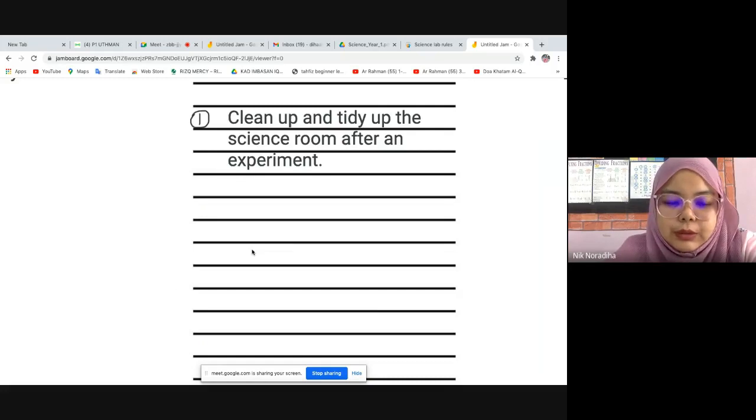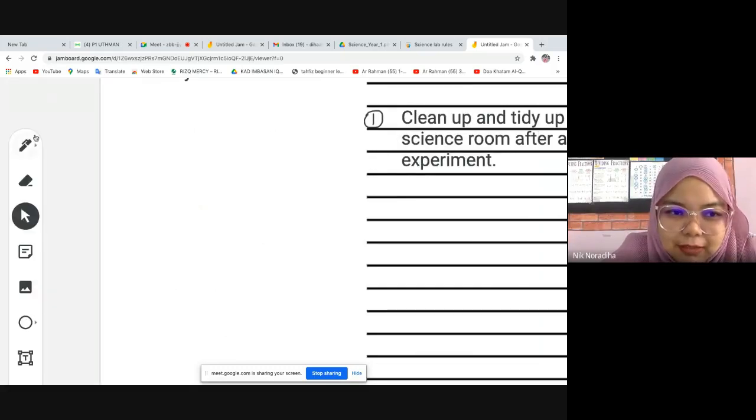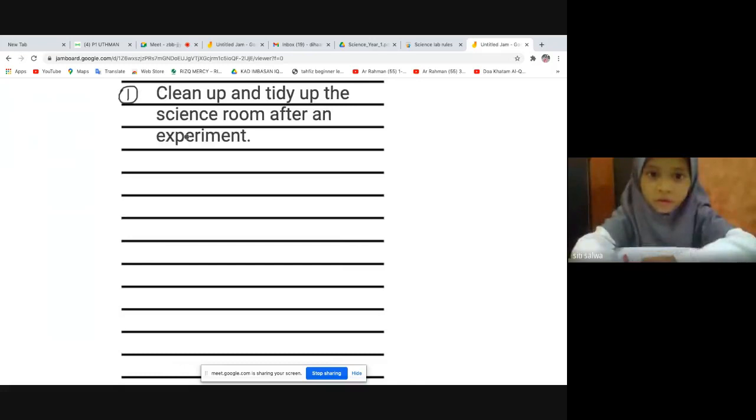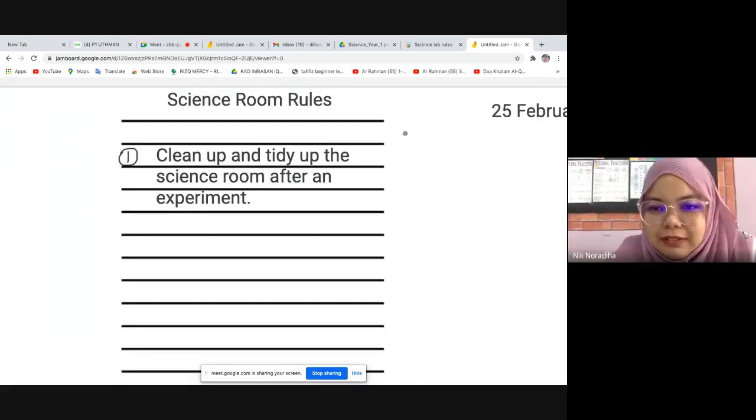Okay, if we want to do about clean up, so what should we sketch? What pictures should we sketch to show that we need to clean up? Anyone want to share your idea with teacher? No one? Broom. Good job. Okay, broom. Not done? It's okay. You can continue. Okay, so beside the first rule, let's sketch a broom. I hope my broom turns out well. Okay, I'm trying my best.